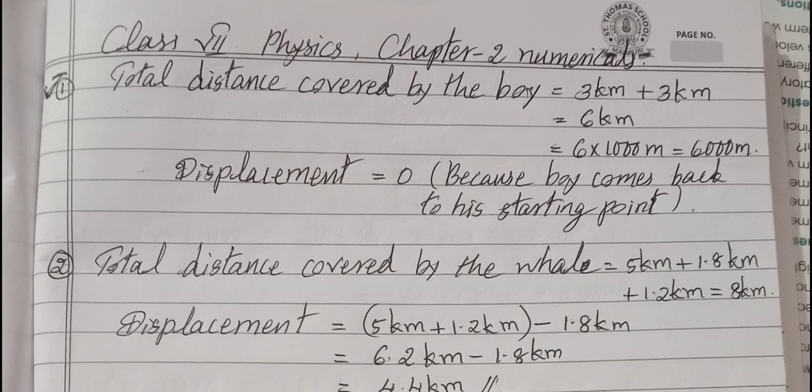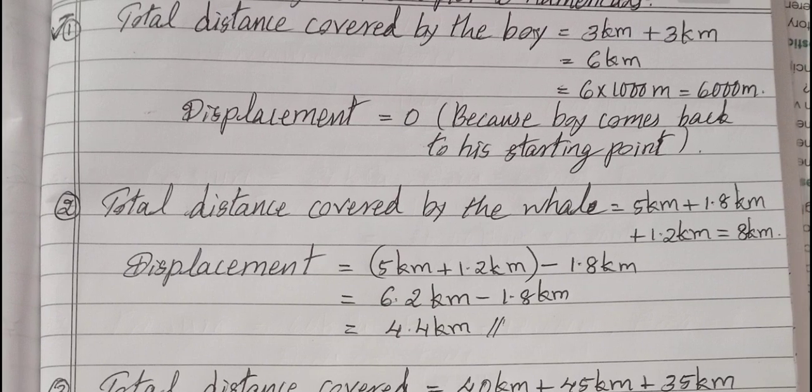Now displacement. He is coming back to the same place, the starting point. So displacement we get 0, because the boy comes back to his starting point; the initial point and final point are the same, so displacement is 0. That is question number 1. Now question number 2.